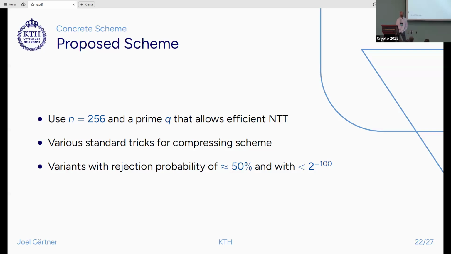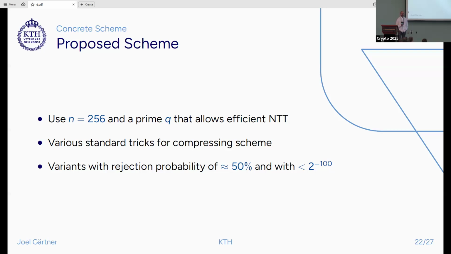We also propose two different variants of our scheme, one which has a rejection probability of about 50%, leading to a more compact scheme, and with this rejection probability being comparable to that of previous schemes. And another one which has a rejection probability of less than 2 to the minus 100, allowing us to securely ignore this rejection probability, leading to a scheme without rejections.